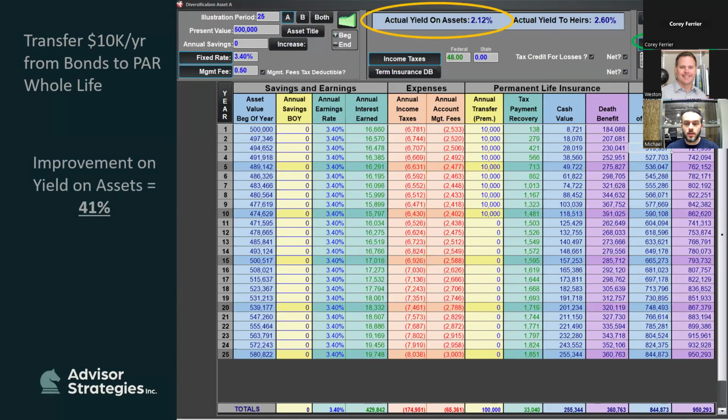We see an improvement on your assets. It's a 41% improvement. We've gone to 2.12 over 1.5. So now you're over 2%, where before you were under 1.5. And again, these numbers are net now because we are accounting for taxes and administrative fees. In the case of the heirs, it increases to 2.6 because in the case of the person passing away, it's the death benefit that's going to go out to the beneficiaries at that point.